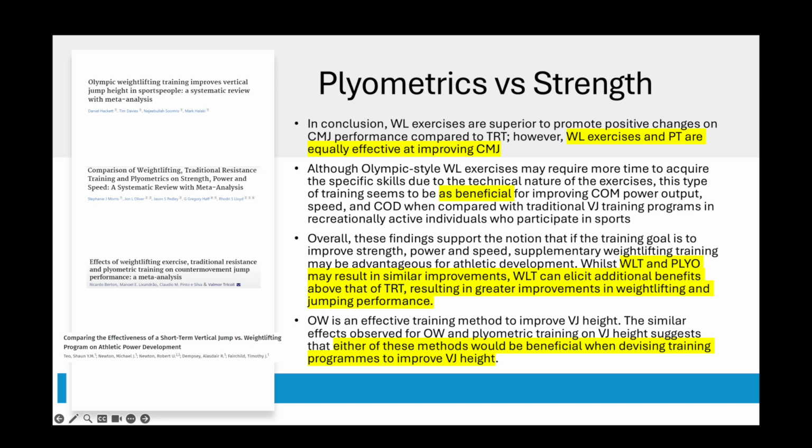So I found these 4 articles that talked about plyometrics versus strength, and all of them pretty much said that weightlifting and plyometrics are both equally effective at improving jump height. One thing to think about is weightlifting can improve jump height and it can also improve strength, versus plyometrics, which can just improve jump height. But if you're trying to get max jump height, they're both kind of equal.